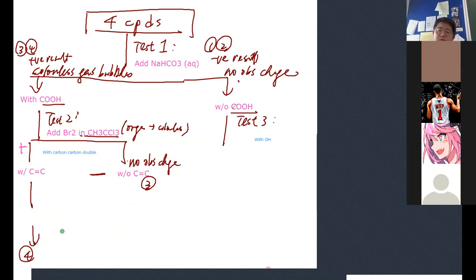What is that? Could you please finish on the right hand side and I will mark it down on the left hand side, such that the others know what is that? Okay, the orange solution that will turn colorless. So this is number 4 and this is number 3. You may add what?